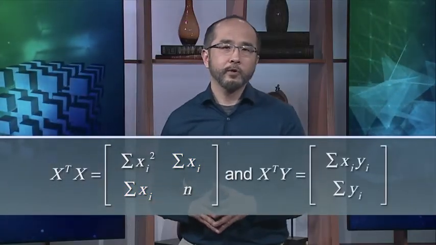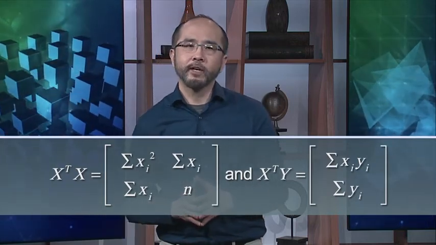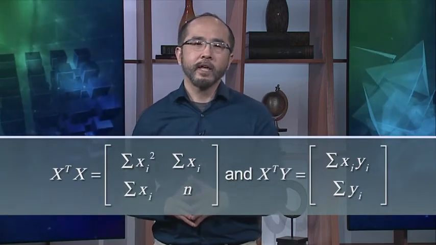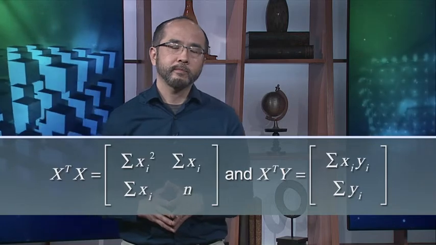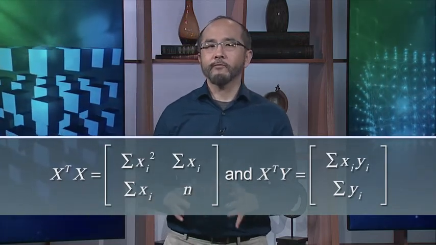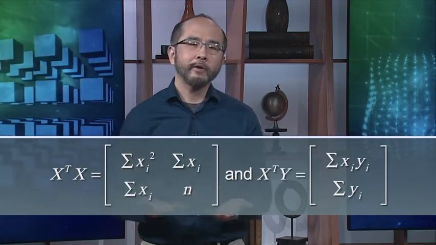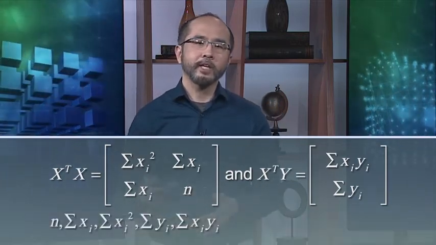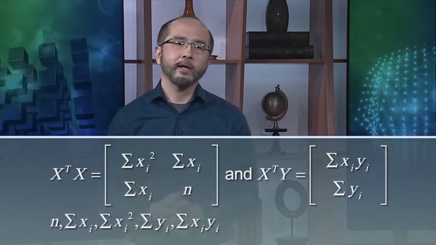Similarly, X transpose y is the dot product of the columns of the X matrix with the y vector. So we get as its entries the sum of x_i y_i, and the sum of the y_i. Thus, when trying to find best fitting lines, you only need to keep track of the following 5 quantities: n, sum of the x_i's, sum of the x_i squares, sum of the y_i's, and sum of the x_i y_i.